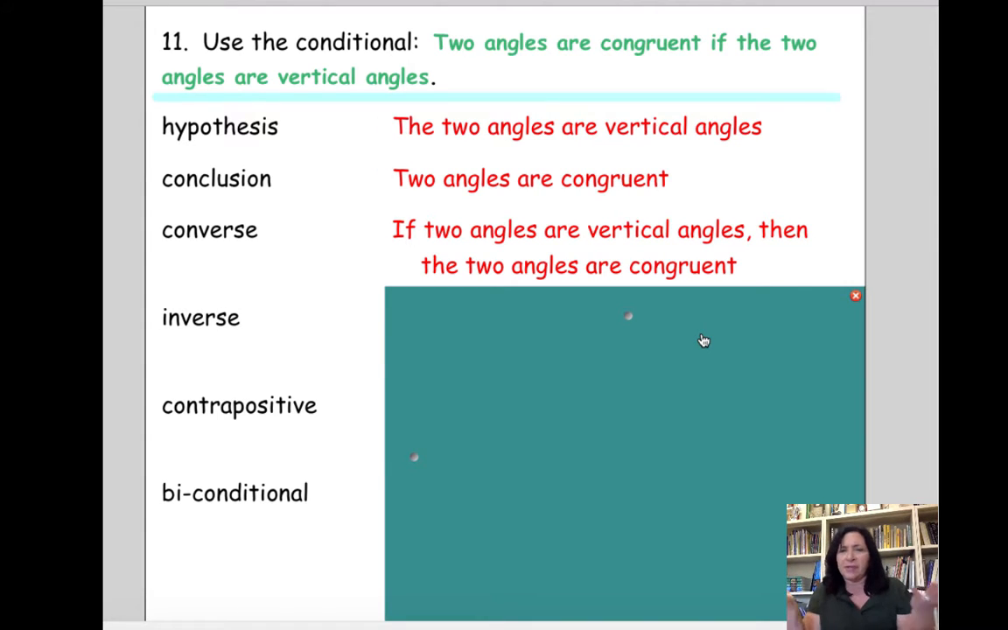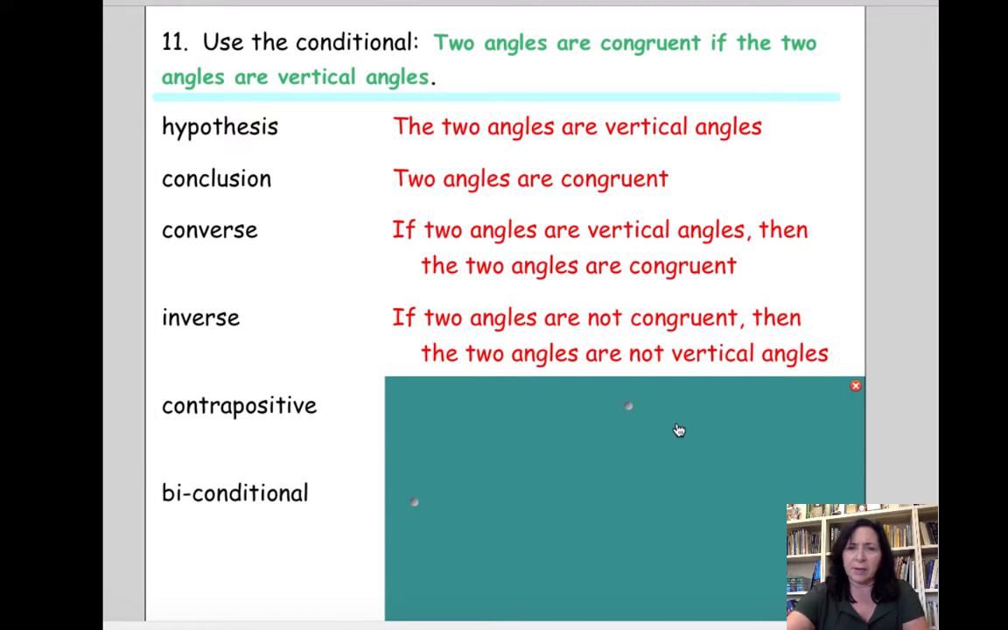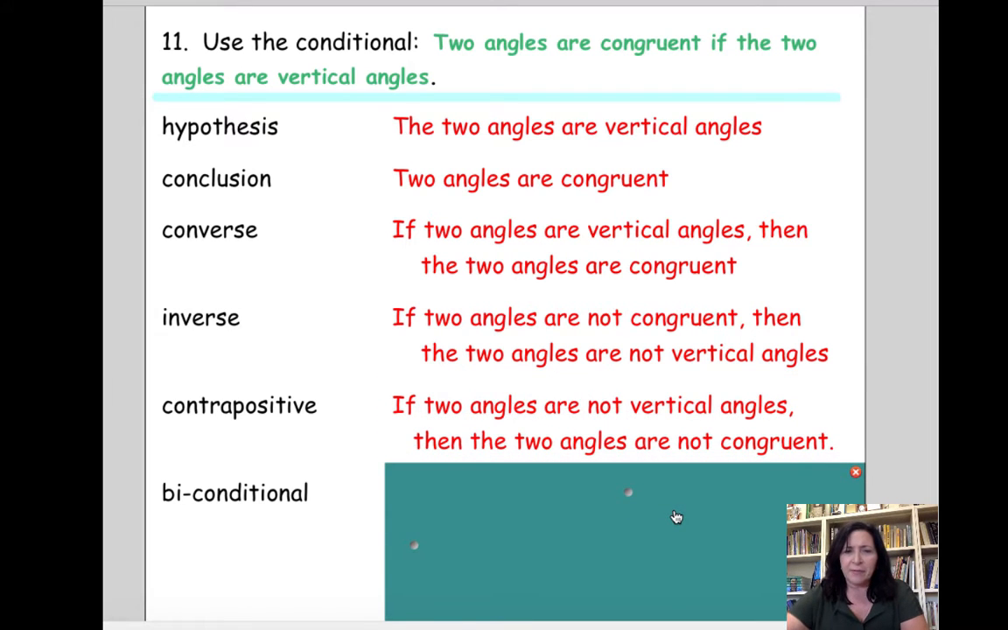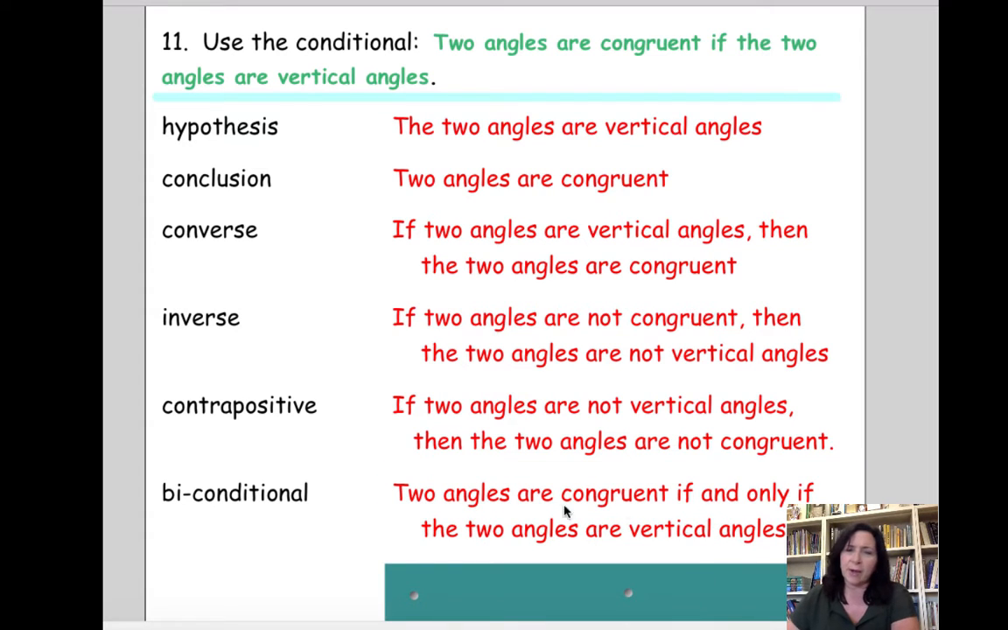The inverse is the not. And so that's going to be if two angles are not vertical angles, then the two angles are not congruent. And lastly, the contrapositive: if two angles are not congruent, then the two angles are not vertical angles. And then the biconditional is two angles are congruent if and only if the two angles are vertical angles. Just a note, if and only if, for the biconditional, is always going to happen in the middle of the sentence.